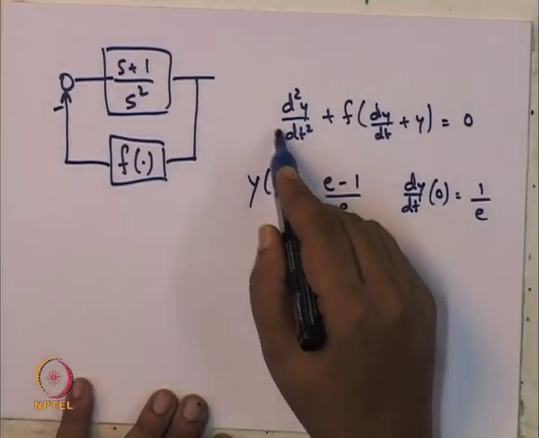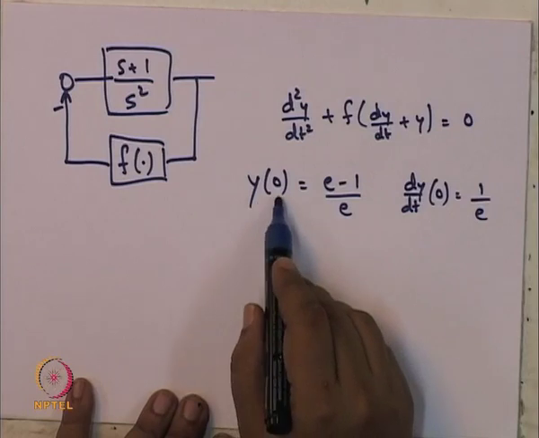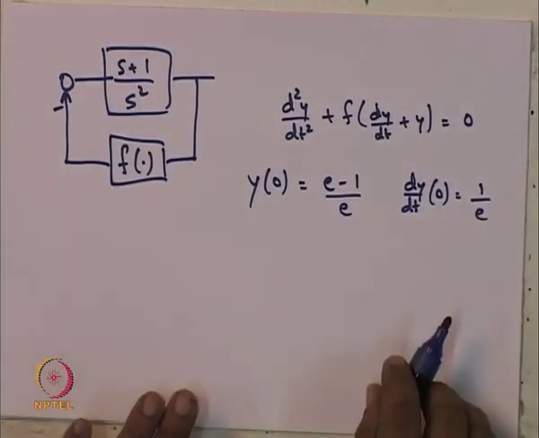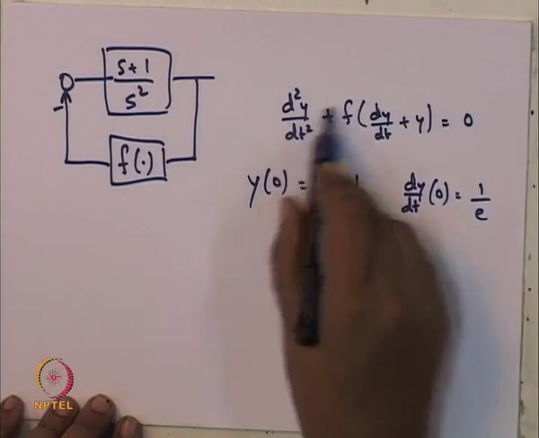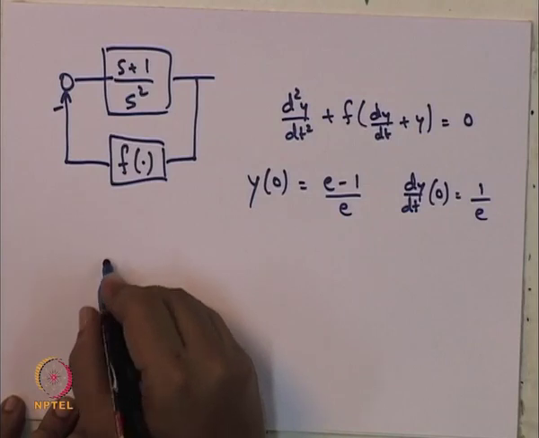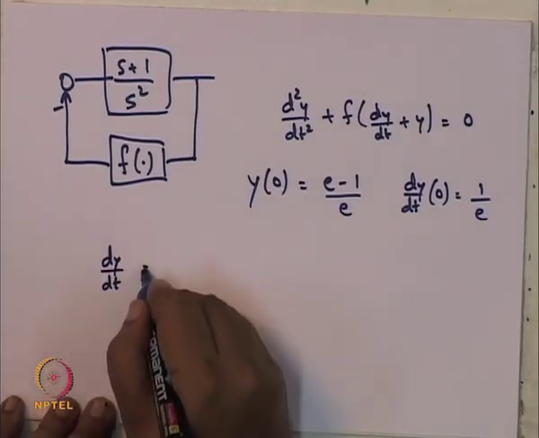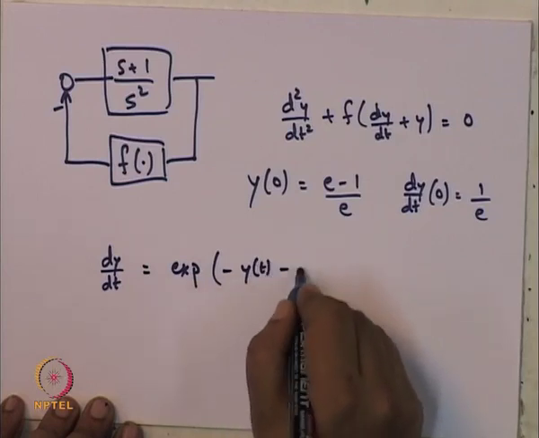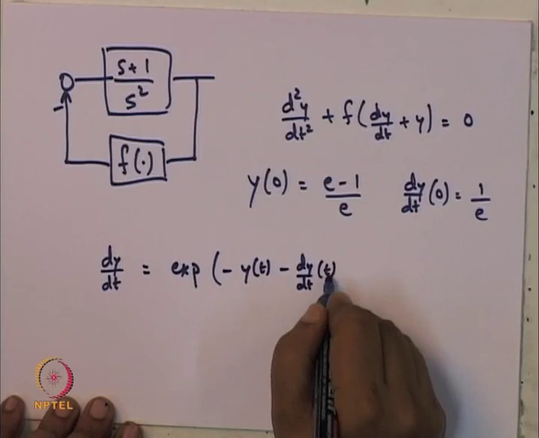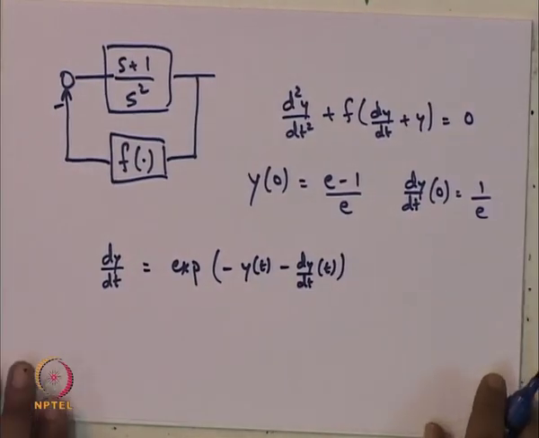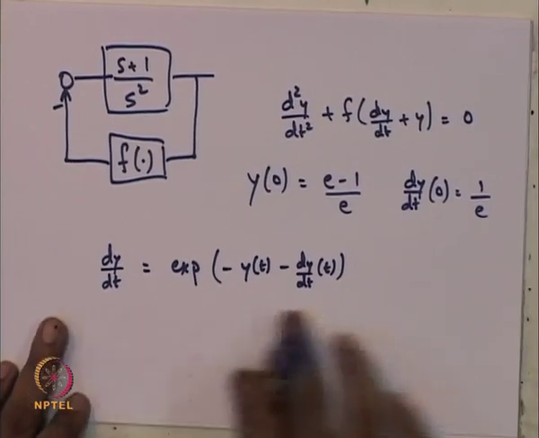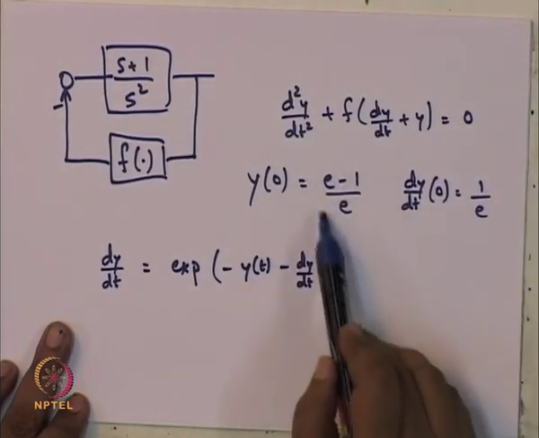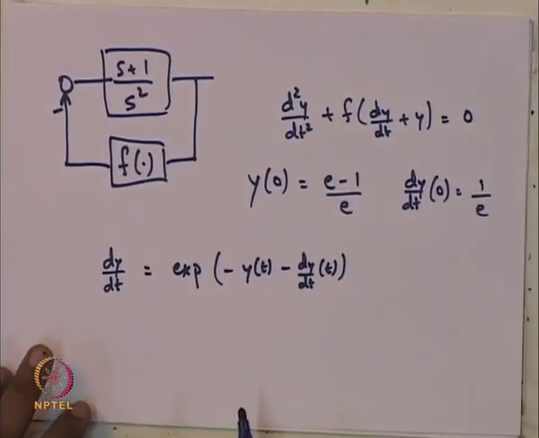Okay? So one wants to solve this differential equation with the initial conditions y(0) equal to (e−1)/e and dy/dt at 0 equal to 1/e. I claim that for these initial conditions, the solution is given by the following: dy/dt equals exponential of minus y minus t, or rather e^(−y)−t. Okay? So I am claiming that this particular equation gives us a solution to this original system with initial conditions y(0) being this and dy/dt at 0 being this.